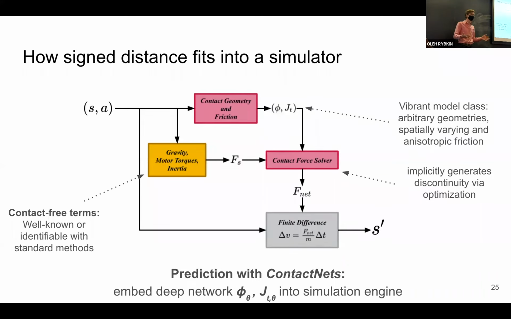And what we're going to do with ContactNets is learn phi and also the friction parameters, and insert them directly into the software architecture of the simulator. In this case we have made some concessions: we're going to assume that we know some masses and gravitational acceleration ahead of time. But the model space that we're learning is actually quite large and vibrant. It can handle arbitrary geometries and spatially varying and anisotropic friction as well.